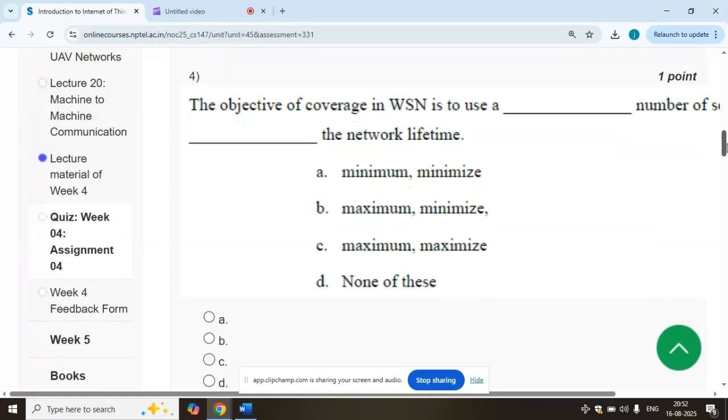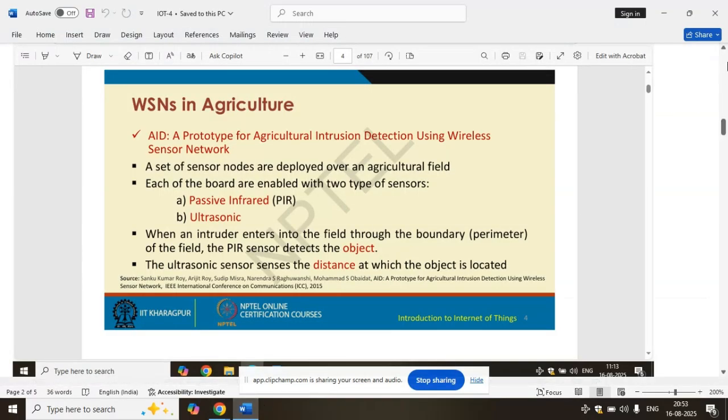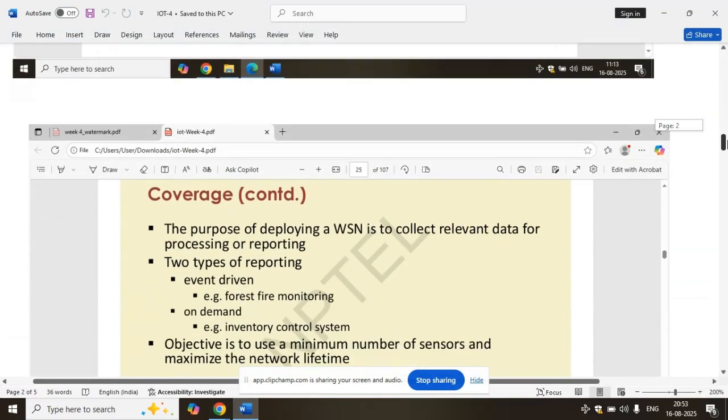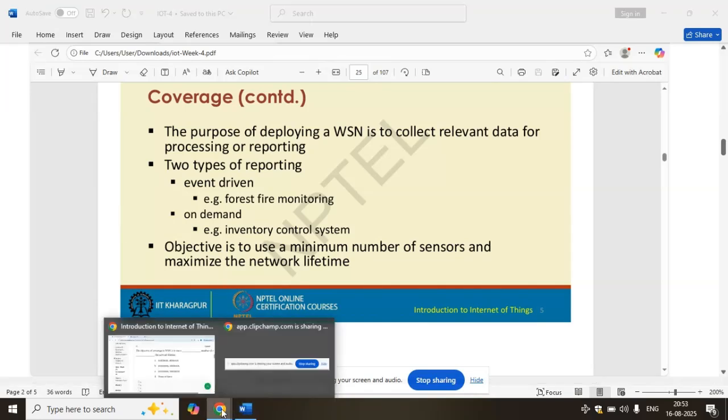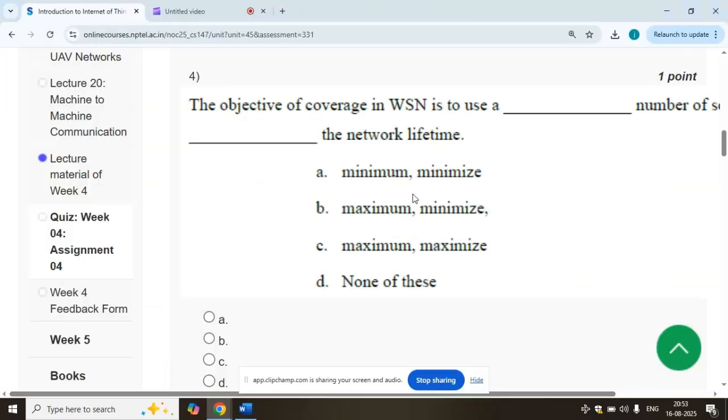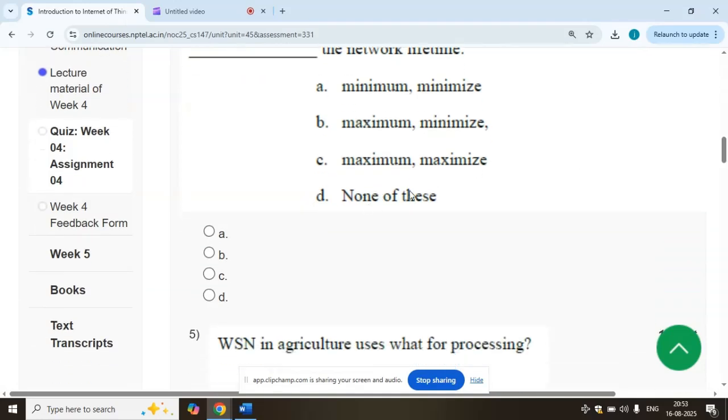Fourth one, the objective of coverage in WSN wireless sensor network is, we'll see the objective. So fourth one here, the last point, objective is to use minimum number of sensors and maximize the network lifetime. So the answer is minimum and maximize. That we'll see in the fourth one. So in the fourth one, we don't have that option. So option is none of this.